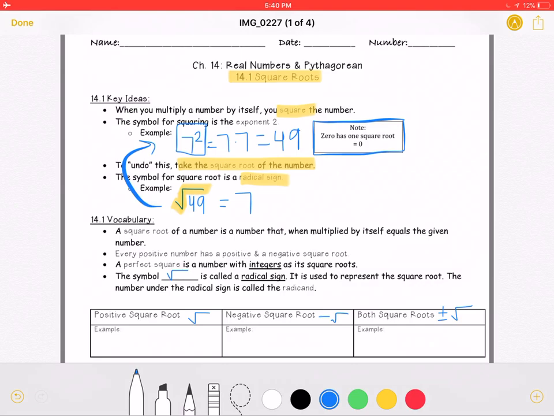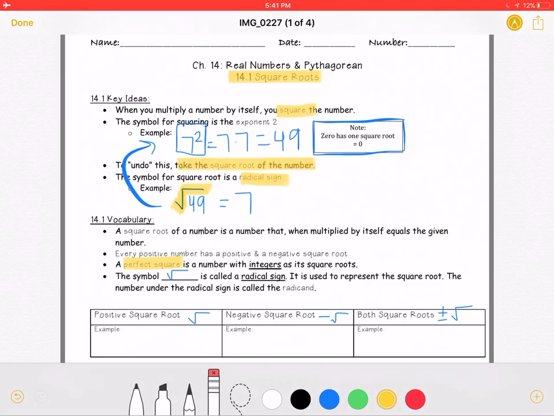A square root of a number is a number that when multiplied by itself equals the given number. Every positive number has a positive and a negative square root. A perfect square is a number with integers as its square root. So like the square root of 49, that's a perfect square. 7 is a whole number, that's an integer.